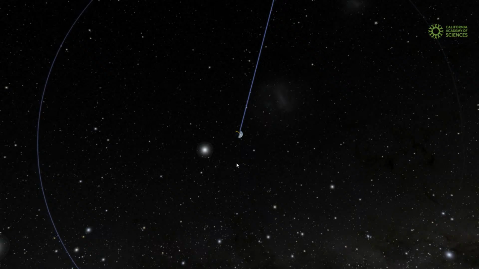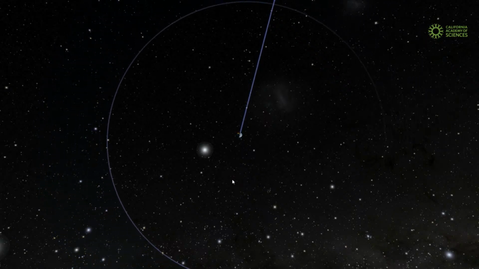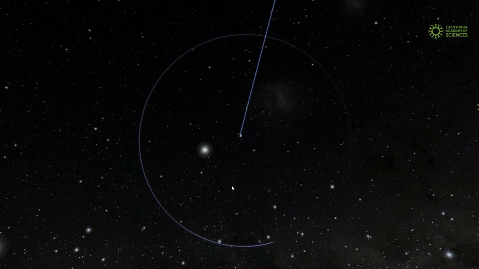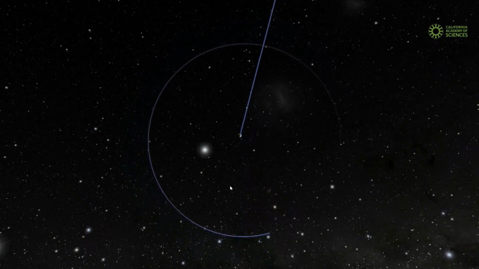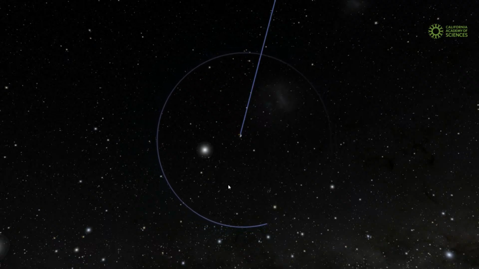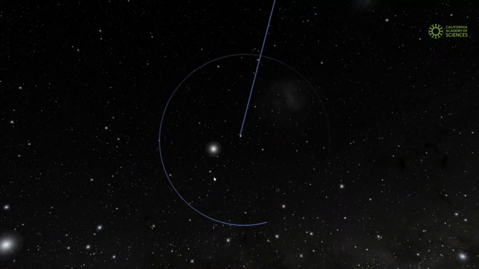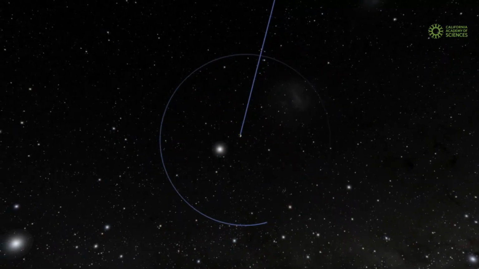But let me go ahead and add a few other lines here. Well, first of all, the line coming from the upper part of the image toward Earth is the orbit of Earth around the sun, and we're just seeing the part that Earth has most recently completed in its trajectory and its orbit around the sun. And then this circle around Earth is actually the orbit of our moon.